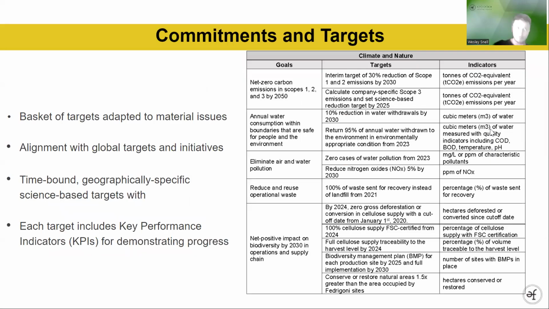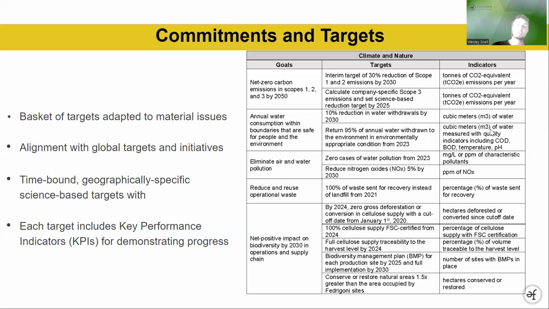Based on your materiality screening and the prioritization that's conducted in this matrix that I just showed you, companies can decide to set commitments and establish targets. On the right, what you see is a climate and nature commitment. There are some key components of a strong commitment and target setting that need to be addressed. The first one is that it's not just a climate commitment of net zero carbon emissions. It's a basket of targets and commitments that are adapted to your key material issues.